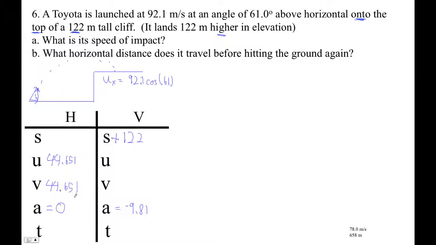I'm going to store that in A. Then let's figure out our initial velocity in the y direction. That's going to be the opposite side, so that's 92.1 sine of 61. I'm going to store that in B, and that's 80.552.